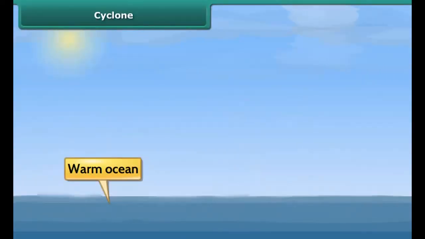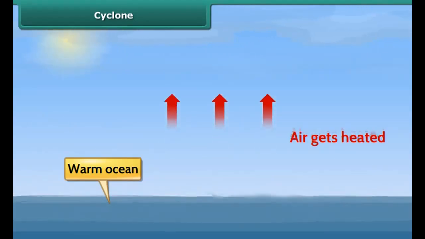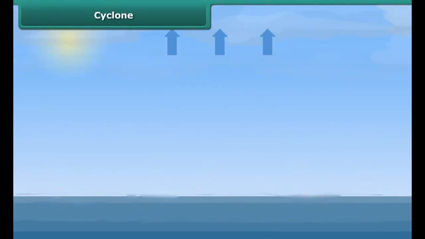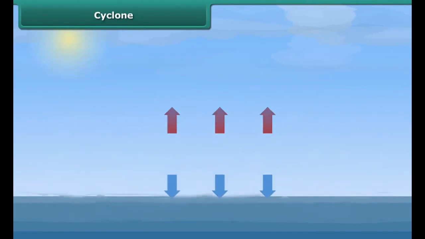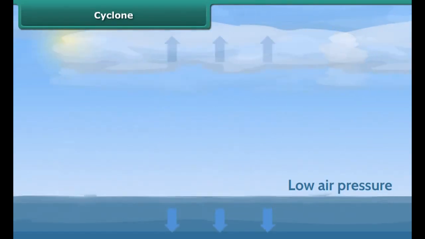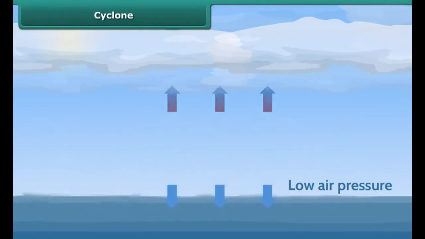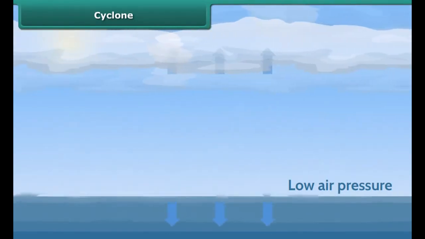Cyclones are formed over warm oceans. The warm ocean also heats the air above it. When humid air is lifted, it cools down and forms cloud. The low air pressure created over the ocean begins to pull the clouds in, and the clouds begin to rotate due to Earth's rotation. These clouds continue to grow larger and begin spinning more.